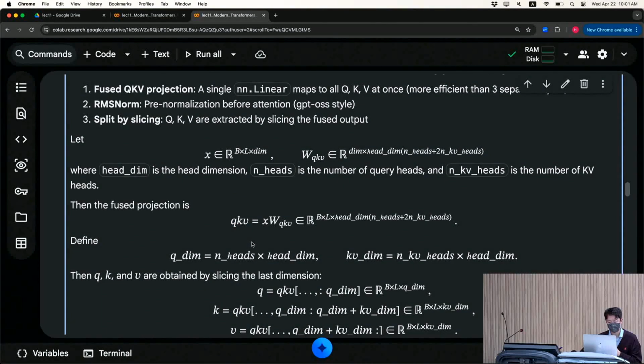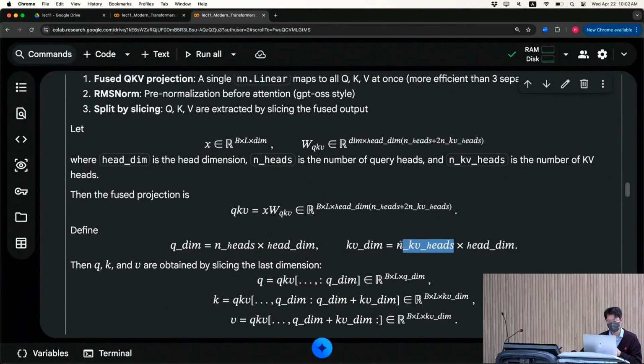And the Q dimension is number of heads times head dimension. So we don't reduce on the query heads. We only do reduction on key and value heads. So each KV dimension is going to be number of KV heads times head dimension. So this is going to be a lot less than this guy here in grouped query attention.